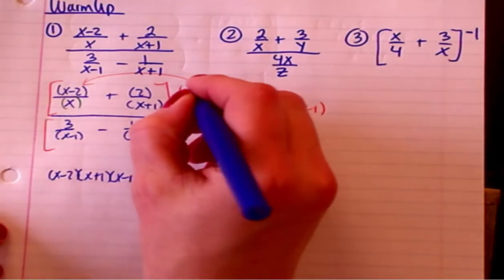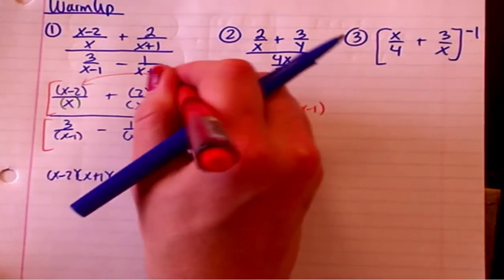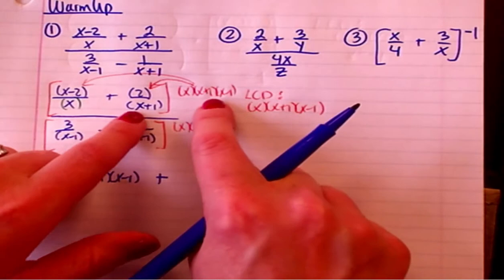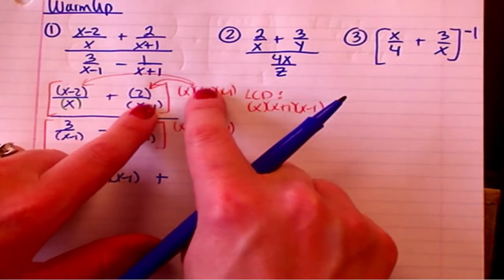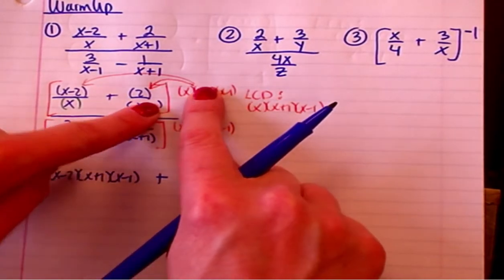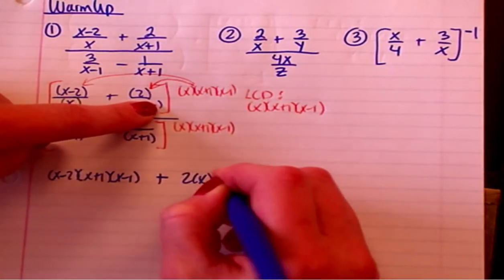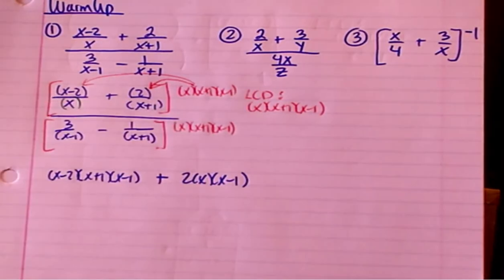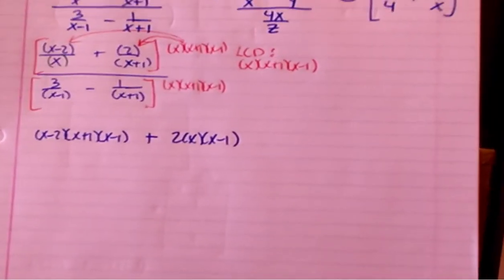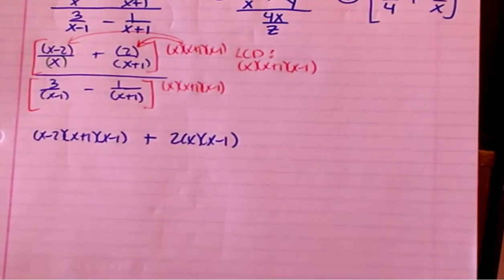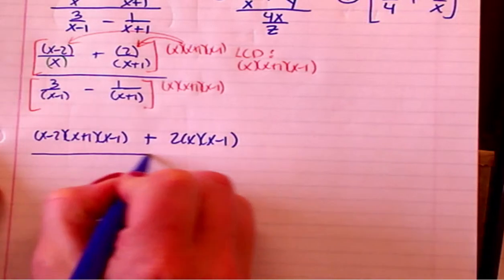Okay, now I'm going to do the next distribution. When I distribute to the second fraction, only the x plus 1 factor reduces. So you have left 2x, x minus 1. Okay, you see that plus there? You can't cross anything out. You still have a plus. Okay?